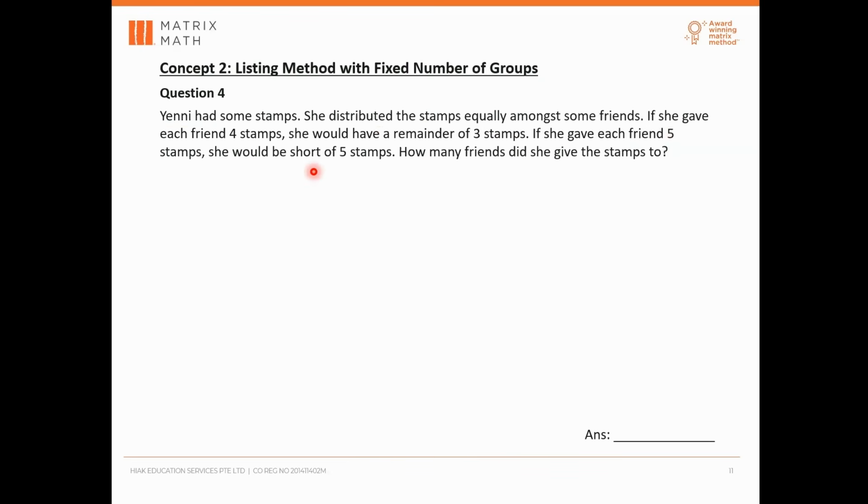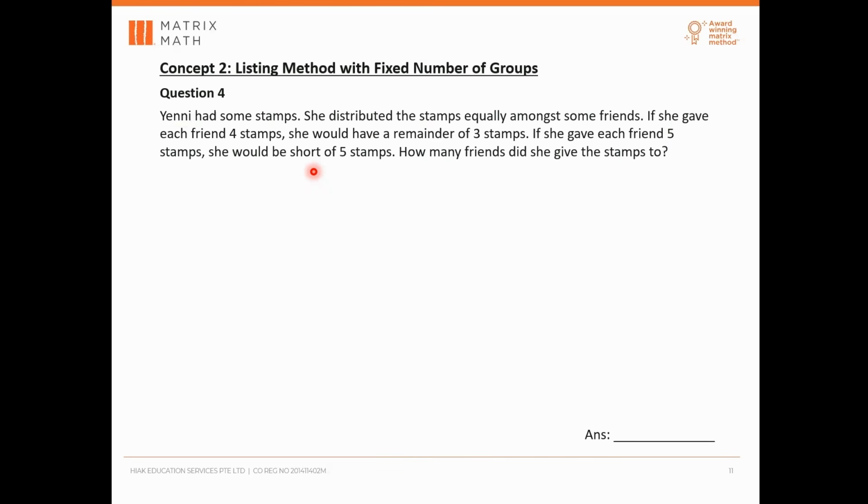Question 4. Yenny had some stamps. She distributed the stamps equally among some friends. If she gave each friend 4 stamps, she would have a remainder of 3. If she gave each friend 5 stamps, she would be short of 5. How many friends did she give the stamps to?